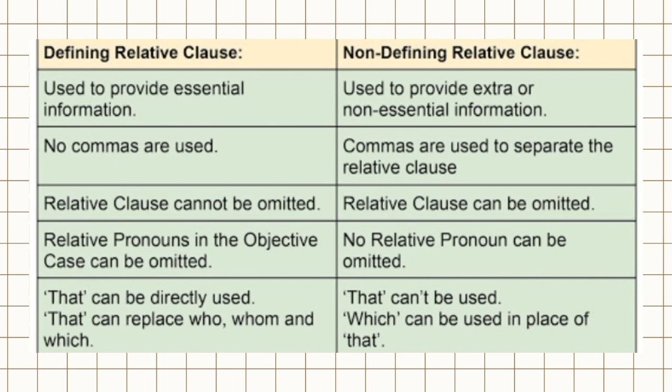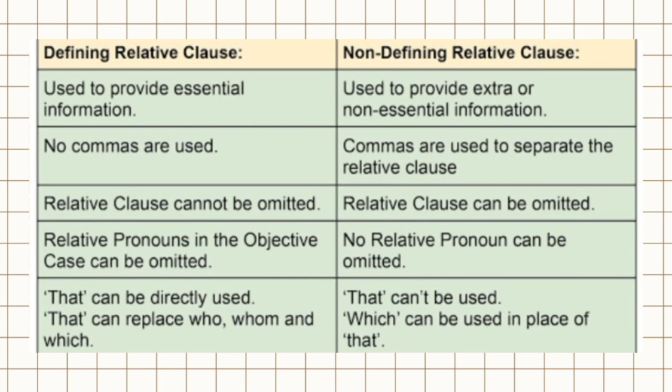They are defining relative clauses and non-defining relative clauses. And here is the difference between a defining relative clause and a non-defining relative clause. First, a defining relative clause is used to provide essential information, but a non-defining relative clause is used to provide extra or non-essential information. Second, no commas are used for a defining relative clause, and commas are used to separate the relative clause for a non-defining relative clause.